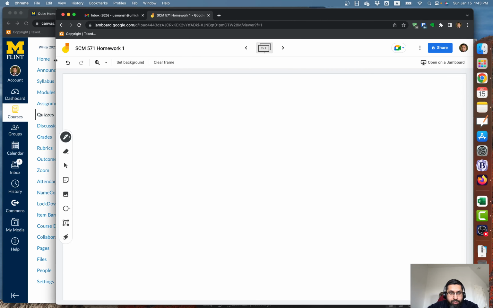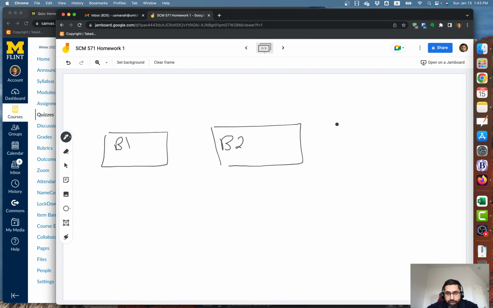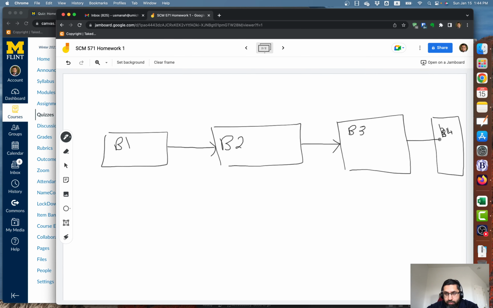Let's make this bigger. So we have step B1, and we have step B2, and we have step B3, and we have step B4. Excuse my messy drawing, hopefully you can follow along. And the arrows show the direction in which the customers move through the system.